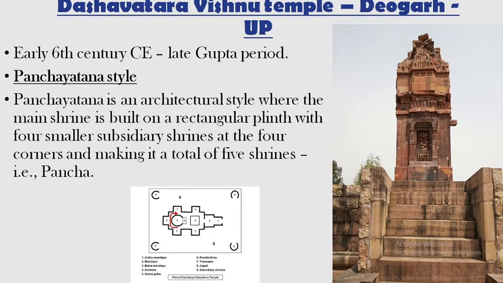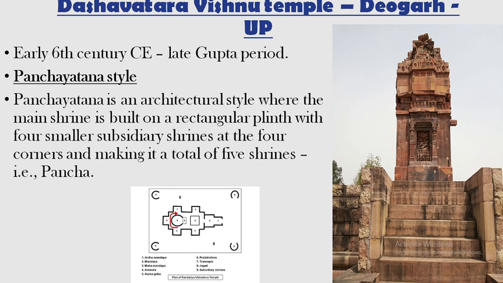The first temple we will see here is the Dashavatara Vishnu temple, which is at Deogarh, Uttar Pradesh. This was built during the late Gupta period, who were Brahmanical rulers, unlike their ancestors who were Buddhist rulers. It was built during the 6th century Common Era. It has a Panchayatana style. The Panchayatana style is an architectural style.